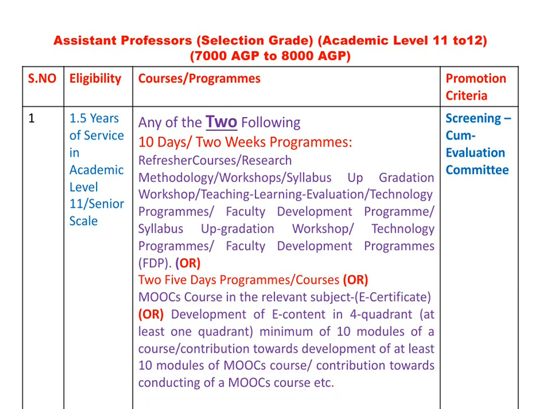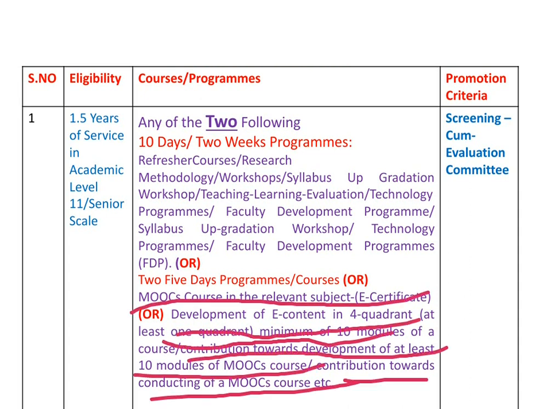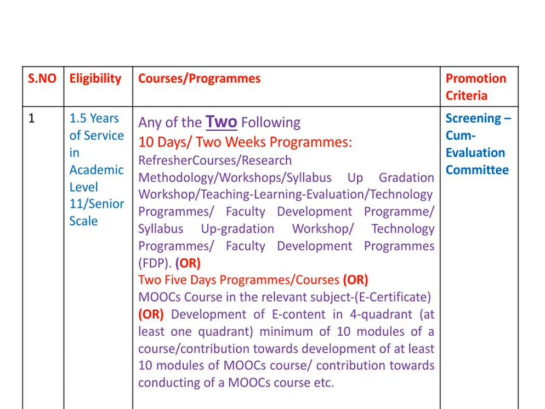This is also eligible for academic level 11 to 12. It means you are eligible for CAS. Any of these courses you have to produce before the selection committee. The promotion criteria is screening cum evaluation, with the screening cum evaluation committee decided by the CAS.